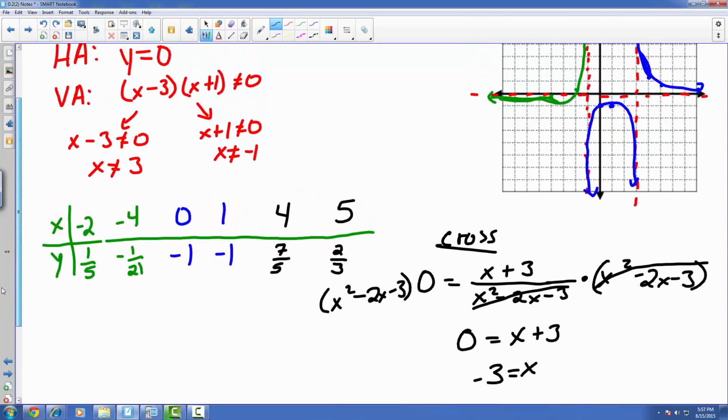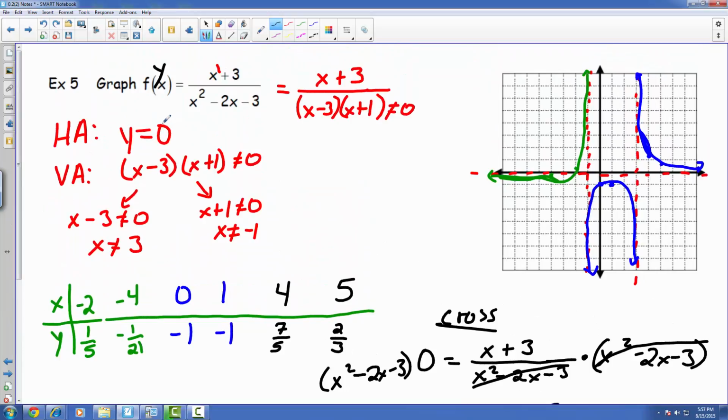Hopefully, you recognize that we could have used that shortcut. Because our horizontal asymptote was 0, all you really needed to do was set this top portion equal to 0. So we should have seen a cross somewhere around -3. This graph would have been more like this. It's coming down, passes through that point, there's the cross, and then it hugs.